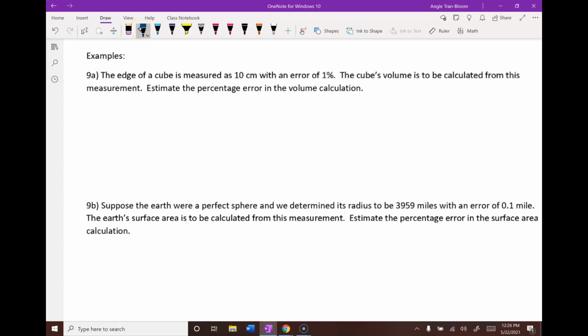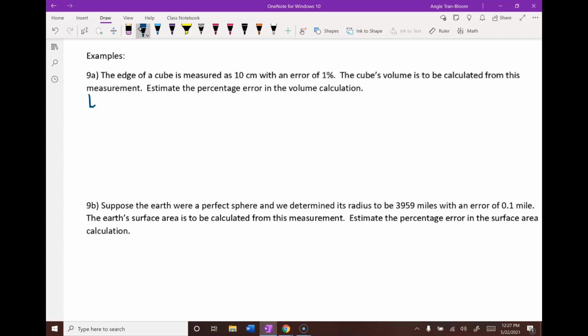Okay guys, so now we're going to use the application. We're kind of incorporating example 8 with this. So 9a says the edge of a cube is measured as 10 centimeters with an error of 1%. The cube's volume is to be calculated from this measurement.